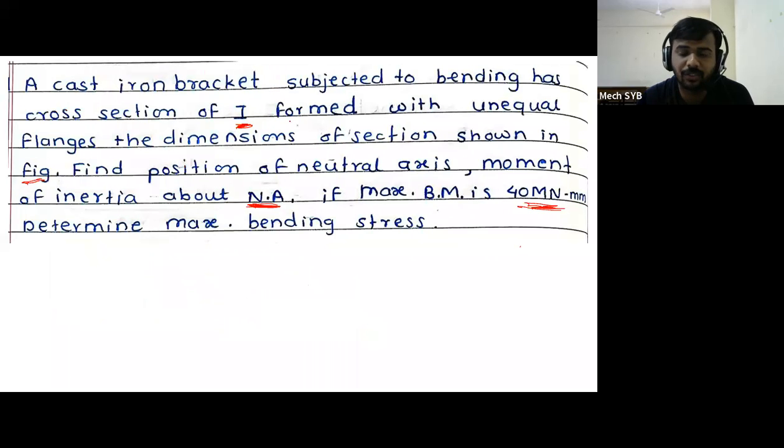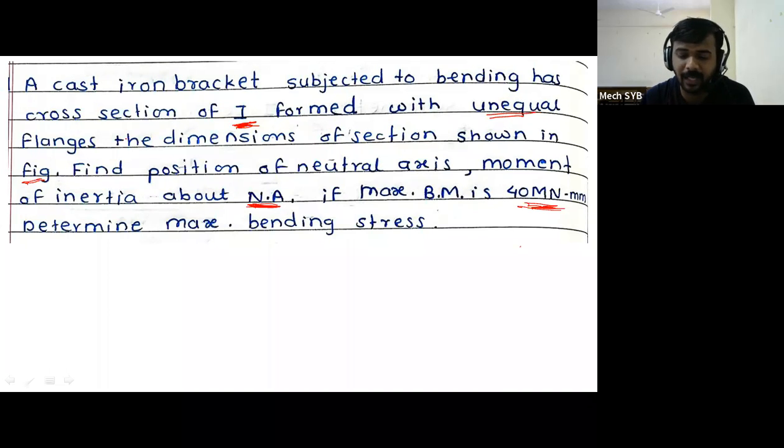Based on this particular statement, we have drawn this particular I section, and in that statement they have written the cast iron bracket subjected to bending has an I section cross section. So whatever cross section is given, that cross section will be considered as an I section. That I section is formed with unequal flanges. The I section consists of two horizontal rectangles, one present at the top side, another present at the bottom side. One horizontal rectangle is attached at the top of the web, and another is attached to the bottom of the web, and their dimensions are unequal. Therefore, it is called unequal flanges.